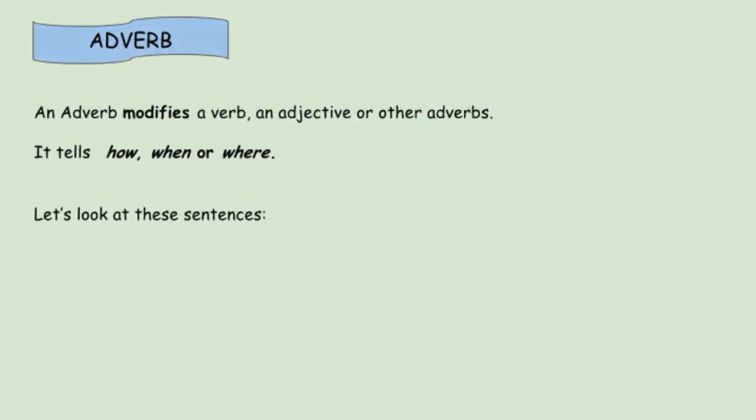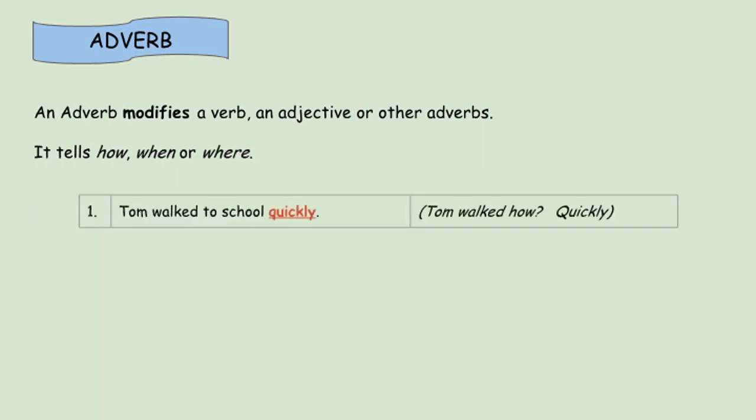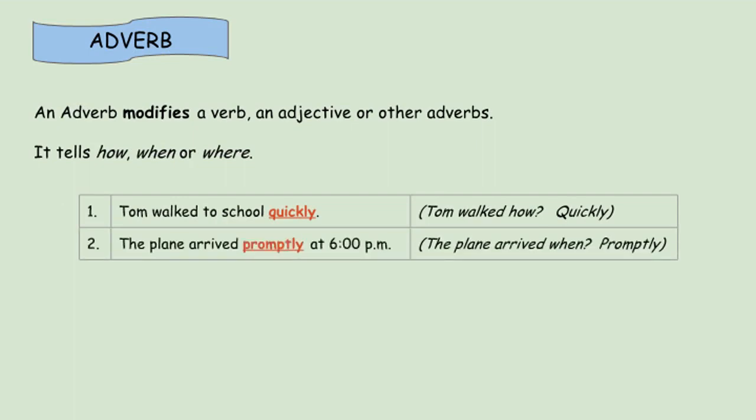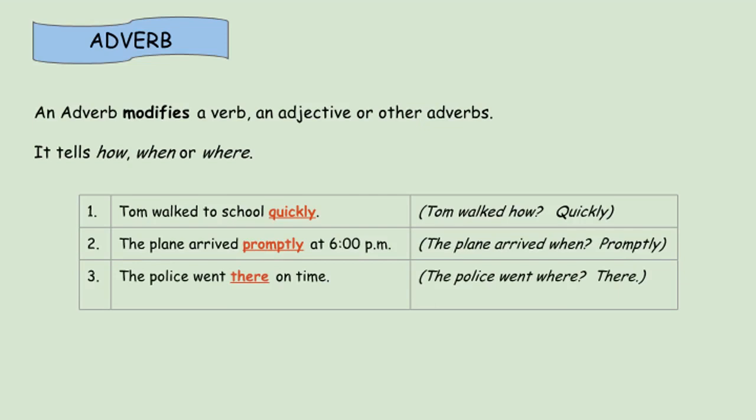Adverb. An adverb modifies a verb, an adjective or other adverbs. It tells how, when or where. Let's look at these sentences. Tom walked to school quickly. Tom walked how? Quickly. The plane arrived promptly at 6 p.m. The plane arrived when? Promptly. The police went there on time. The police went where? There.